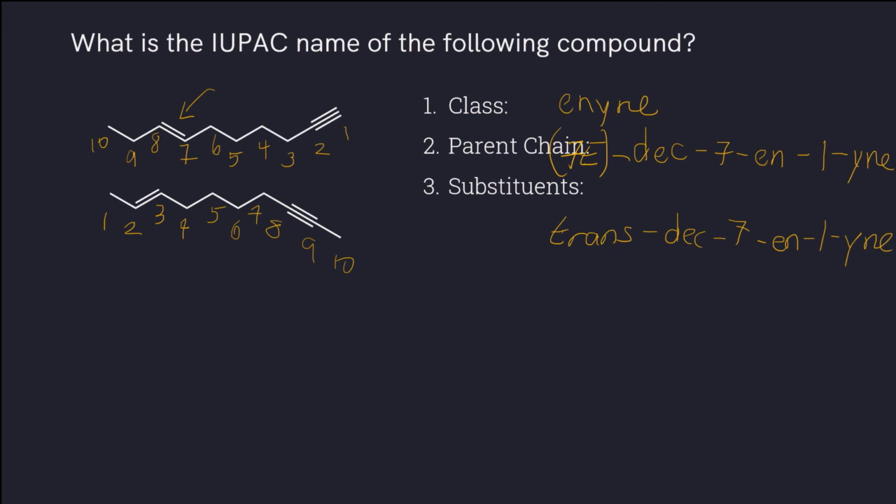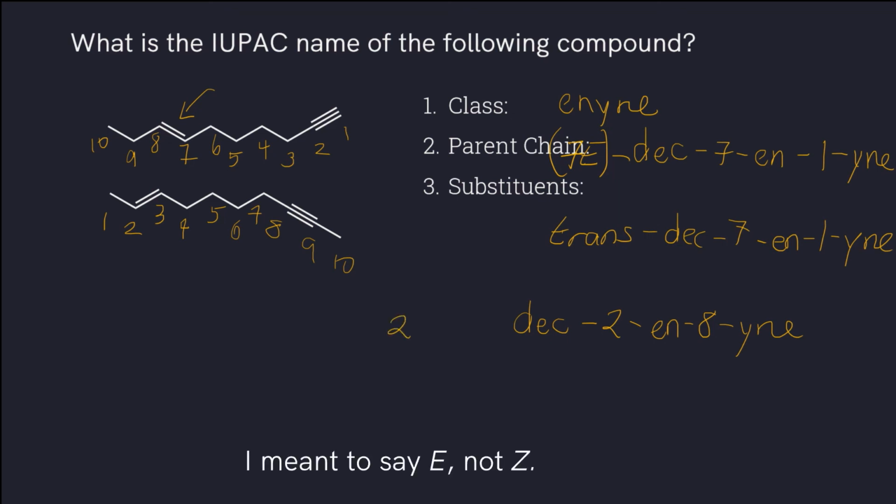So for this second example, this is a dec-2-en-8-yne. And once again, this is a Z alkene, so 2Z-dec-2-en-8-yne, or cis-dec-2-en-8-yne. So again, if you have the same set of locants either way, you give priority to the substituent or the group that is named first in the name.